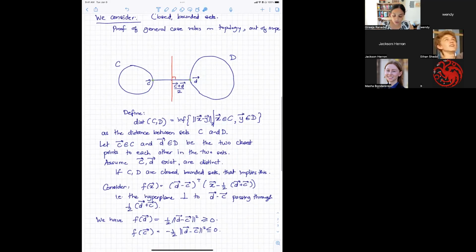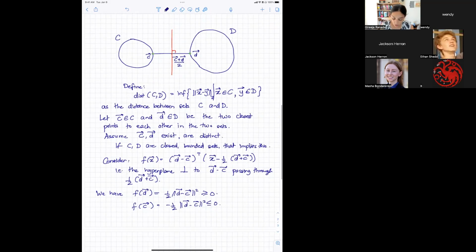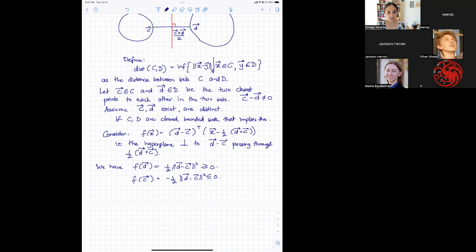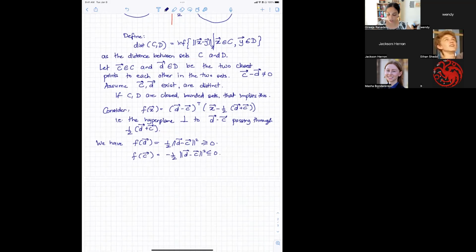And because we're going to assume that these are closed and bounded sets, we can infer that C and D exist and are distinct. So in particular, we're not going to deal with the case that C minus D is exactly equal to 0. That is a trickier case, and we're simply not going to handle it in the class. It's just out of scope. Okay.